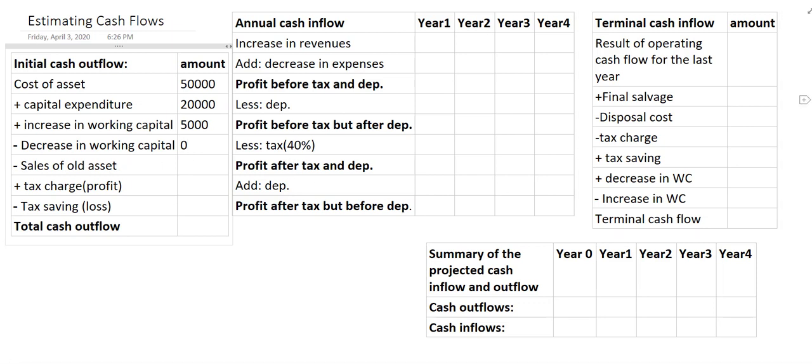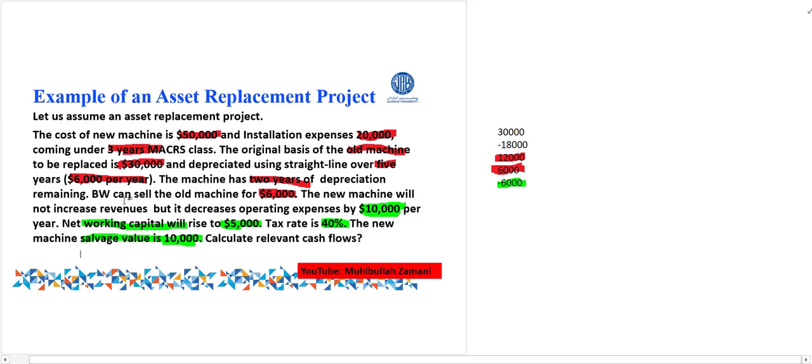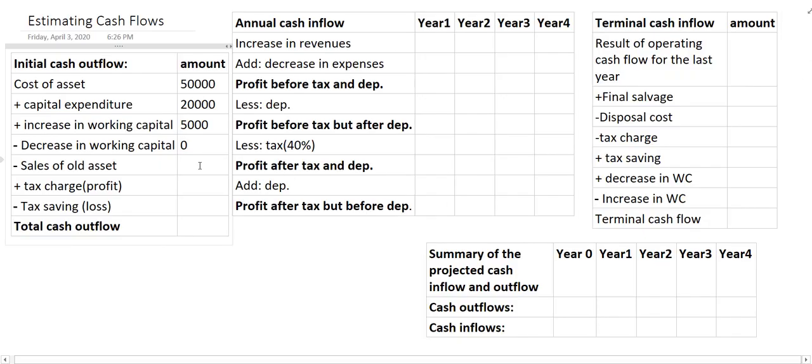The old asset is to be sold for how much? The old machine can be sold for 6,000. So mention this one as a minus amount: 6,000. As it is a minus amount, we have to take it in red color. Let me make it red, because it is minus, right?